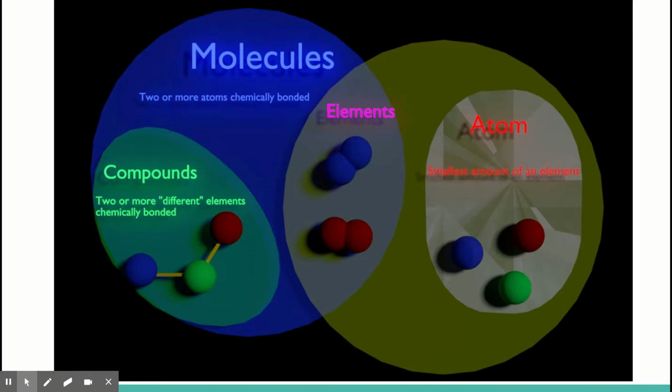So if we look at our little Venn diagram here, we see that we have elements with atoms, which are the smallest amount of an element, and then we have molecules. There are 2 or more atoms that are chemically bonded together. Compounds are 2 or more different elements chemically bonded together.